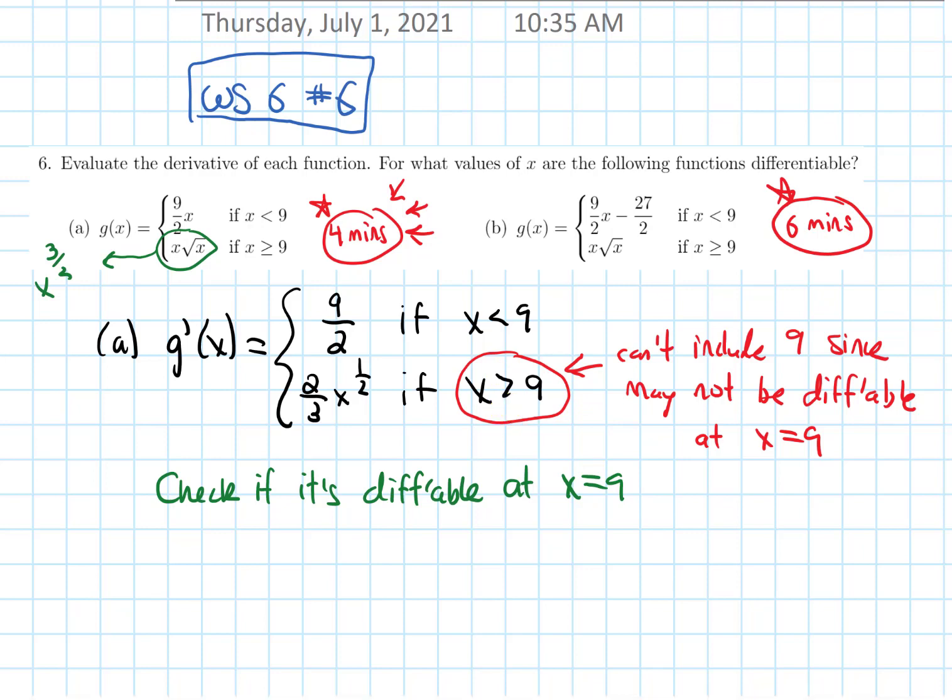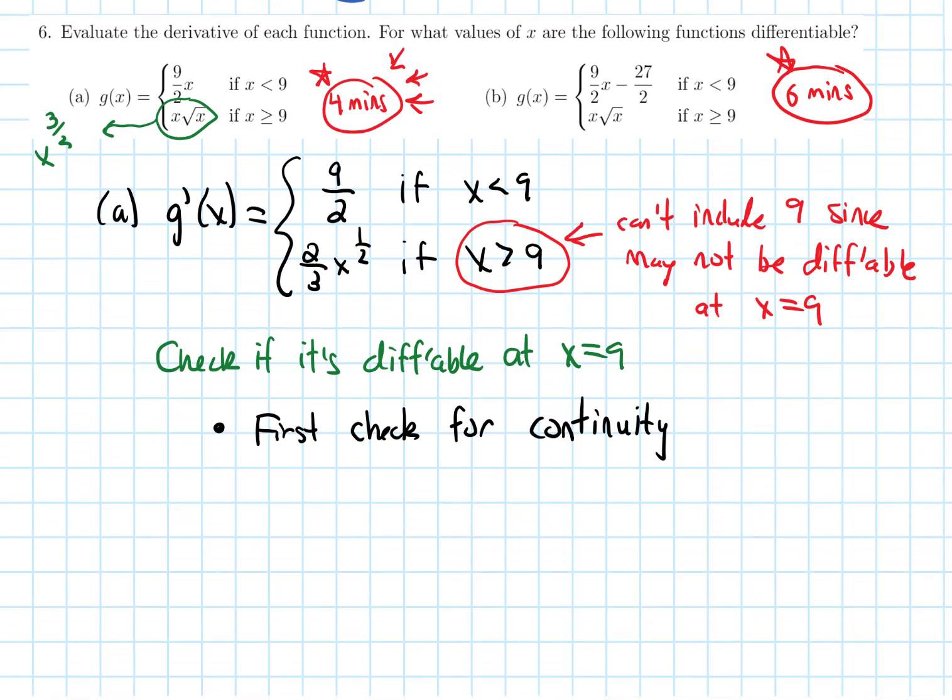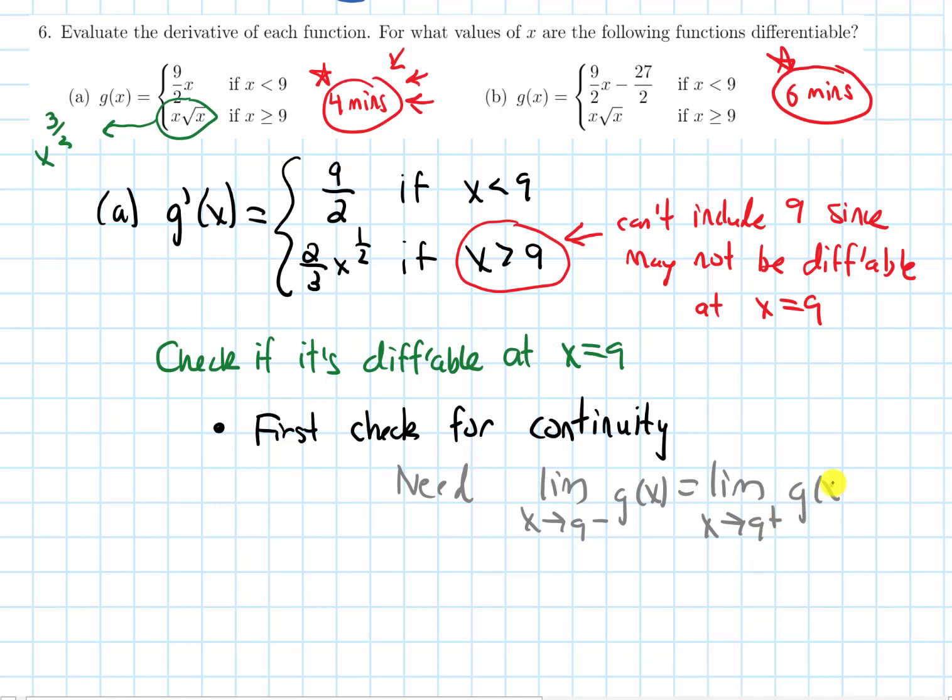All right. So to check if it's differentiable, we will first check for continuity. I'll first check for continuity, and if it is continuous there, then I'll check to see if it's smooth. So if it sort of has the same slope from both sides. Okay, so for continuity, what we need is the limit as x approaches 9 from the left of our function g of x to be equal to the limit as x approaches 9 from the right of g of x, and I need that to be equal to g of 9.